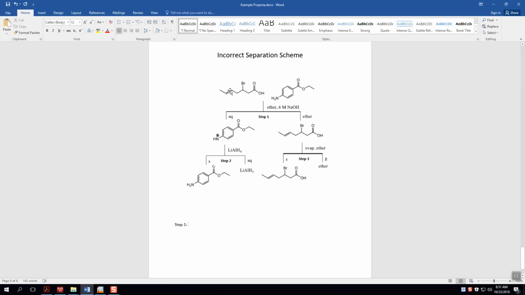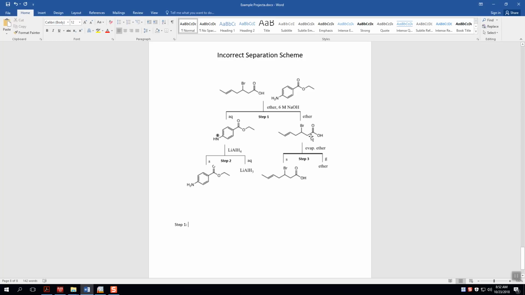I should remind you, this is my molecule. This is the molecule I'm trying to separate it from, which is benzocaine, which you're using in the lab. So this molecule is going to react with the OH, and you're going to make the carboxylate, the sodium carboxylate of this carboxylic acid. But what actually happened?